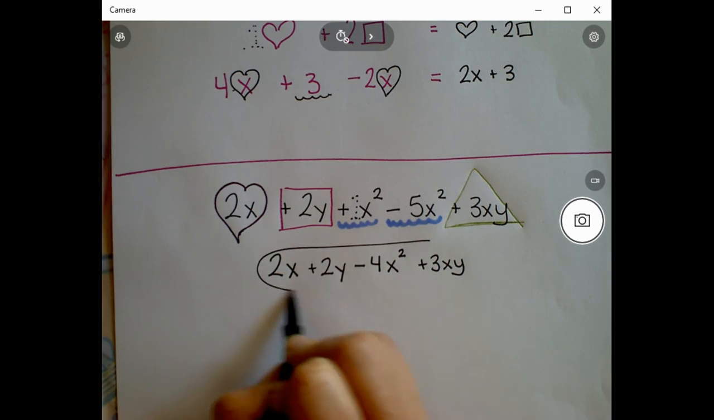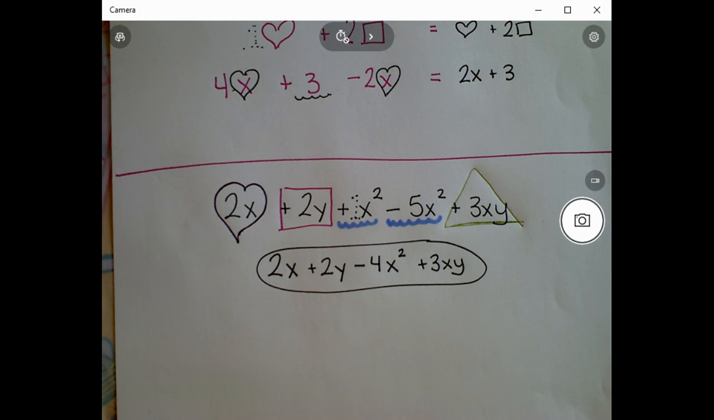This is the answer. That is combining like terms.